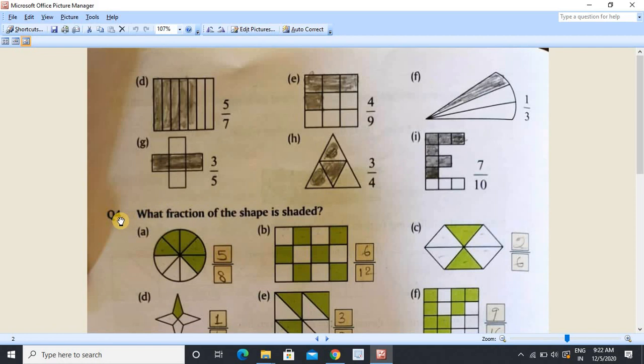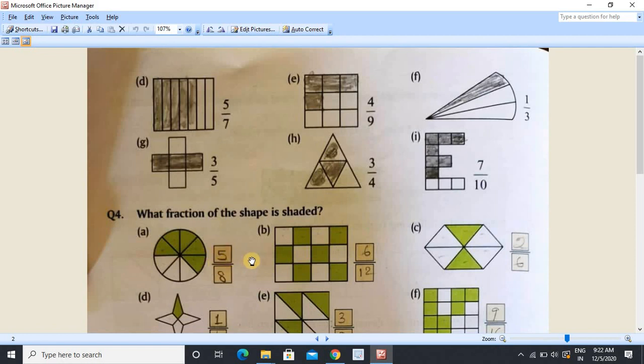Now come to question number 4. What fraction of the shape is shaded? You have to read the question carefully. First of all, we will count the number of equal parts into which the shape is divided: 1, 2, 3, 4, 5, 6, 7 and 8. So in the denominator we will write 8 and in the numerator we will write the shaded parts, that is 1, 2, 3, 4, 5. So the numerator will be 5.